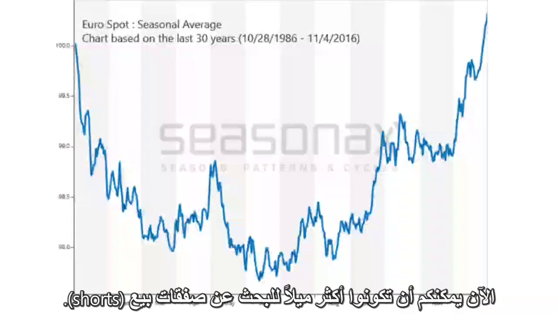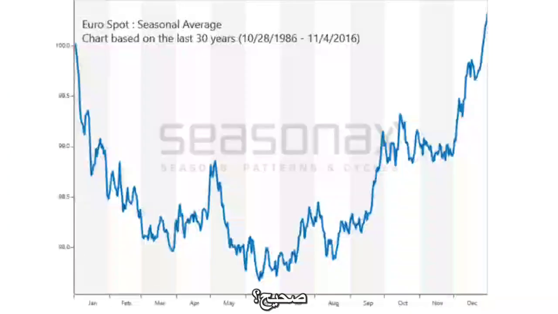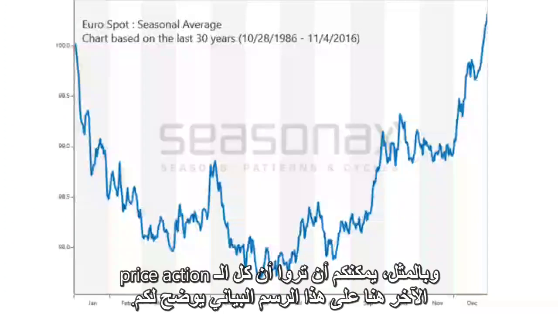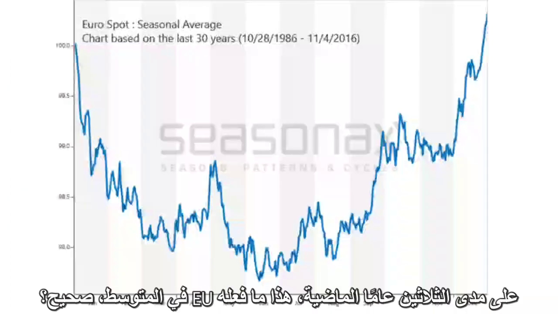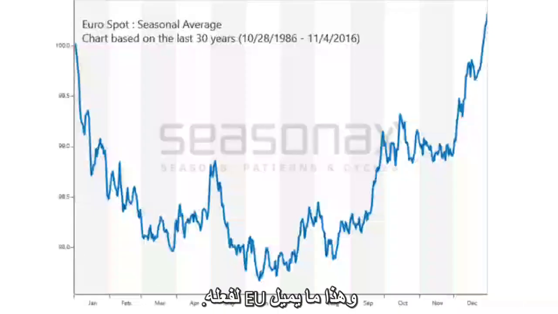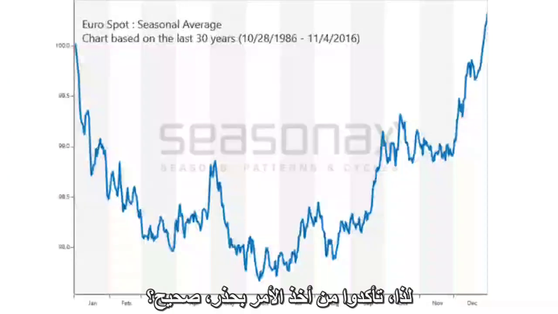So now you can see you can be more inclined to look for shorts or bearish trades during this time of the year from January to March. This is how you use it. Similarly, all of this other price action right here on this chart is telling us that historically over the last 30 years, that is what EU has done on average. And this is what EU is inclined and prone to do at these times. So make sure to take it with a pinch of salt. Remember.